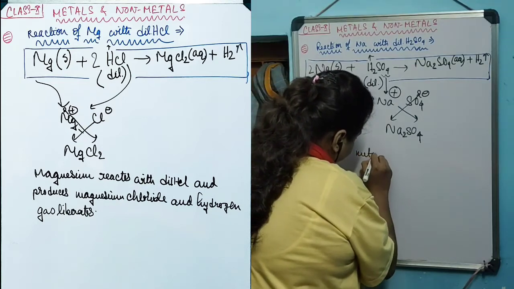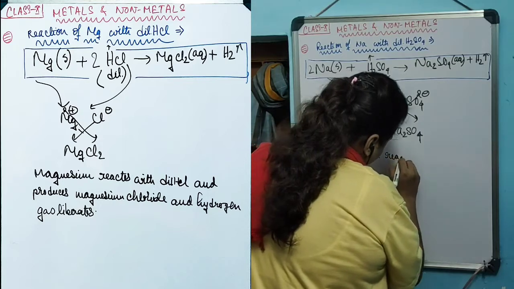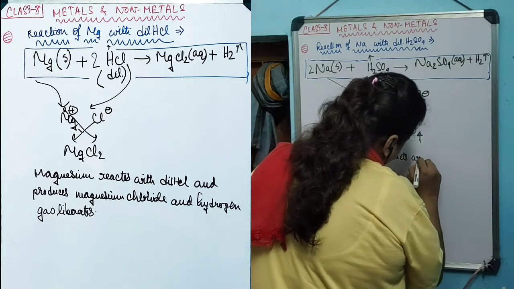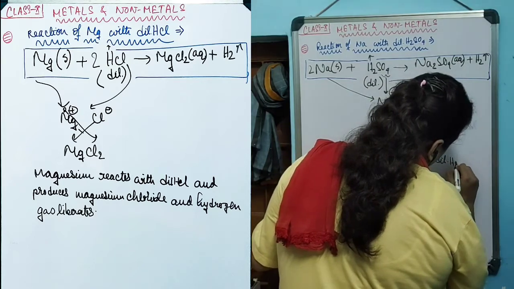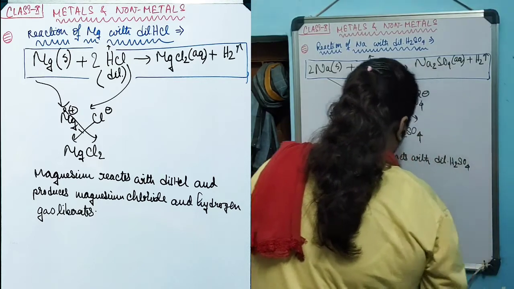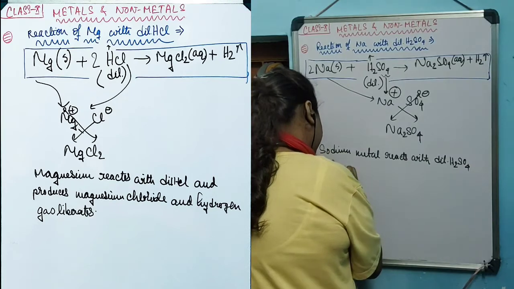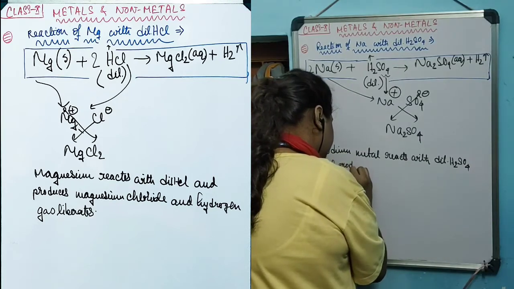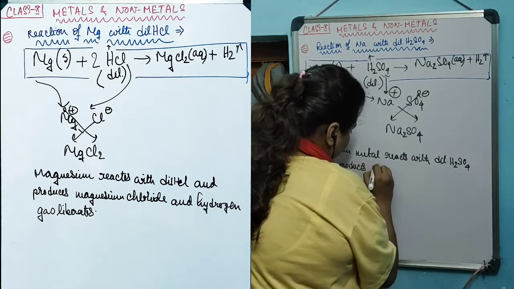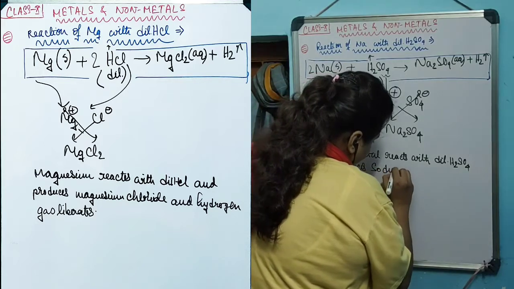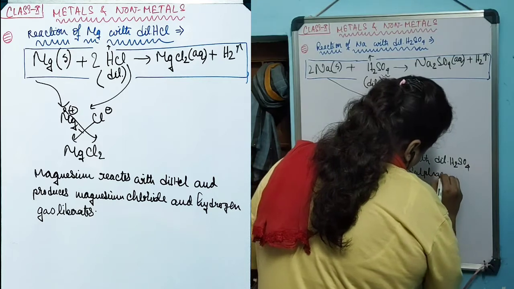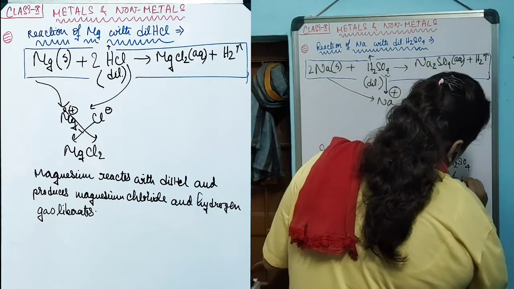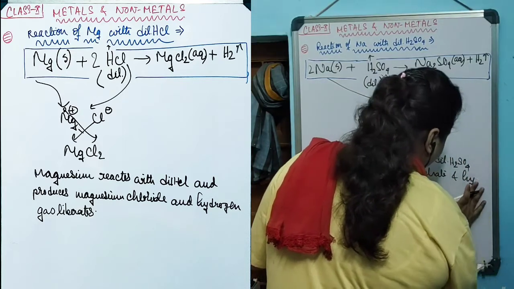Sodium metal reacts with dilute H2SO4 and produces sodium sulfate Na2SO4 and hydrogen gas liberates.